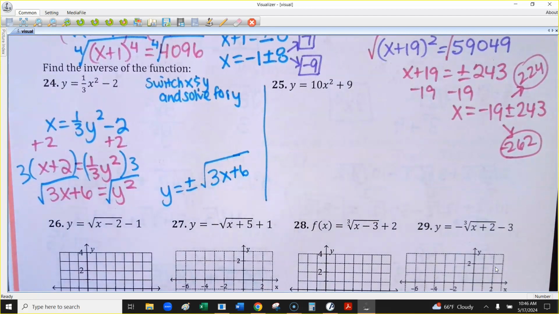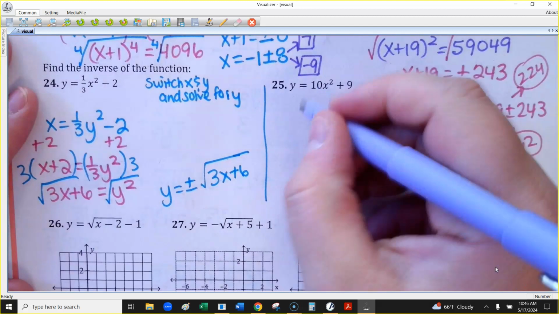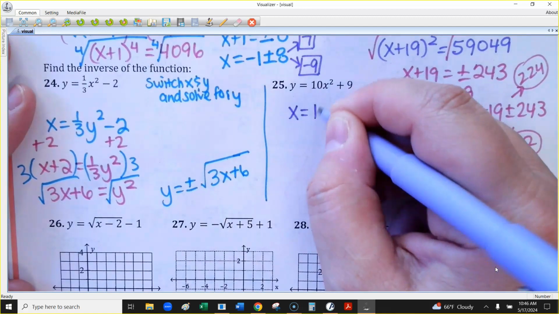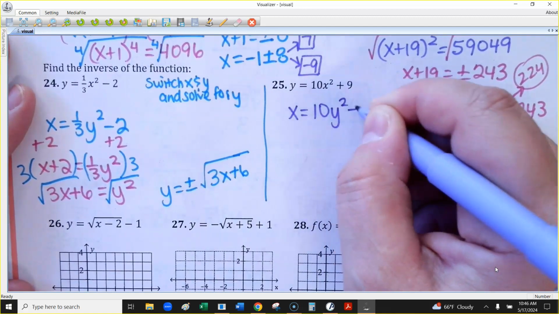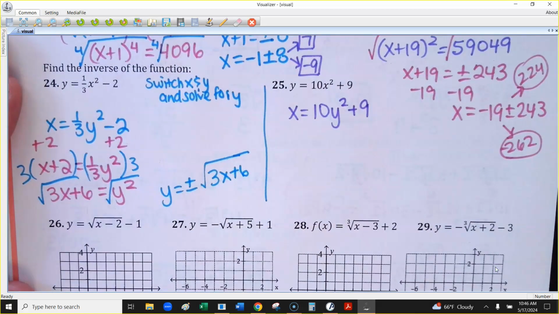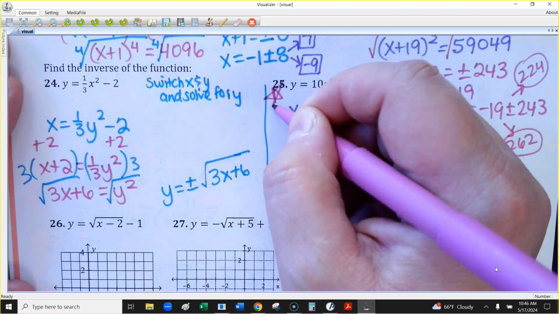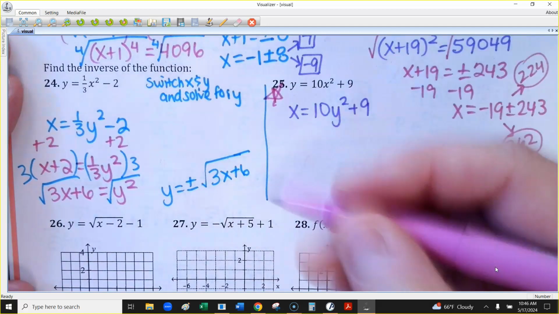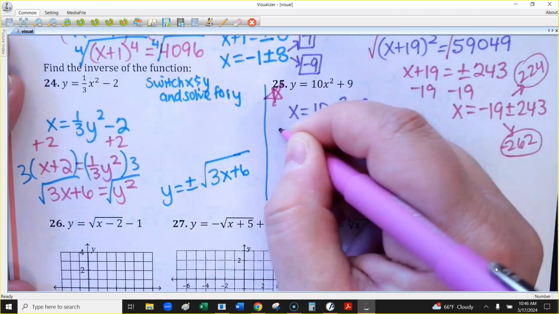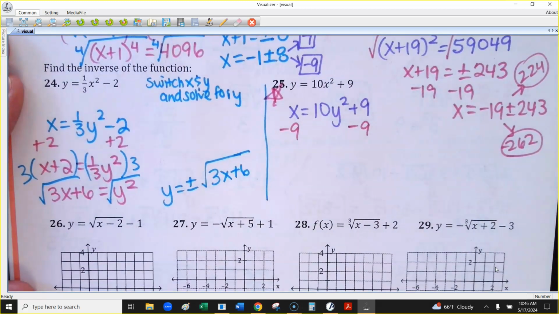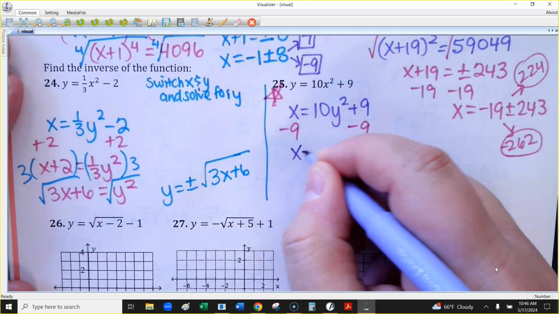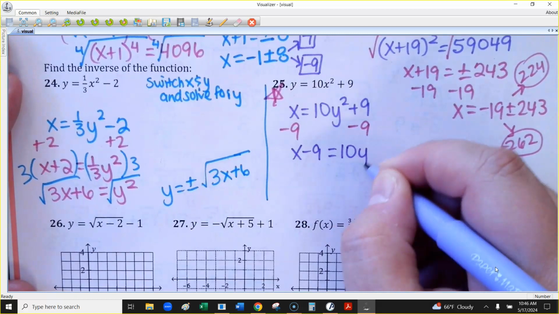Here, I'll tell you what, let me do one more. This is super similar, but it's also quadratic. So I'm going to switch x and y. I'm going to write x equals 10y squared plus 9. This one's going to look just a little different. I'm pretty sure the one on the final is more similar to this one, but let me not promise that, but I'm pretty sure. So you're going to subtract the 9. Now this is the part I think that's a little bit weird. How would you get rid of the 10?